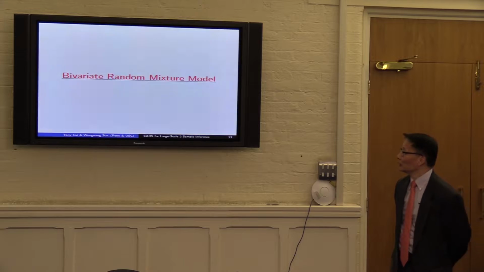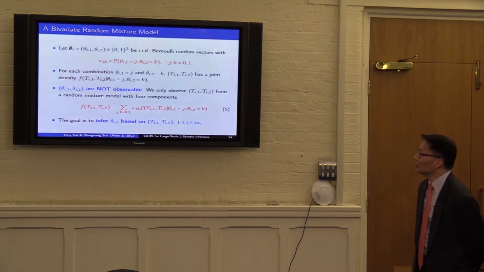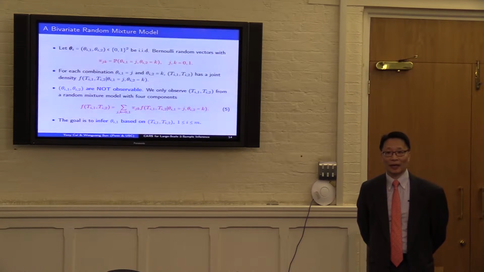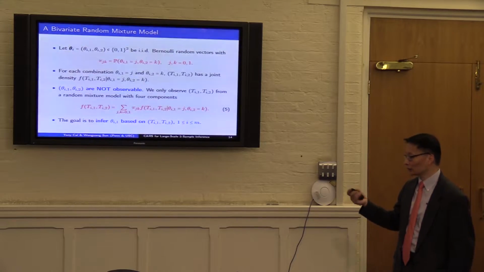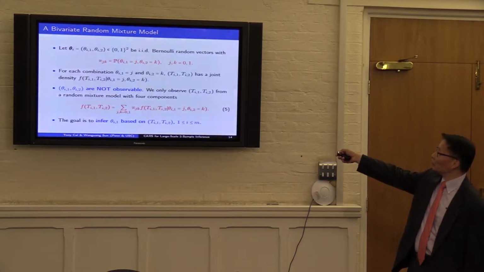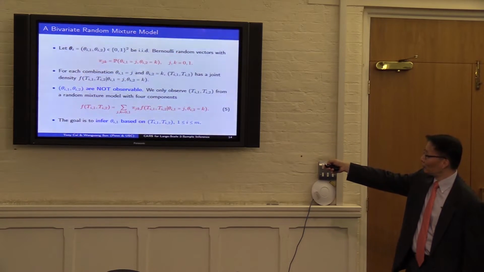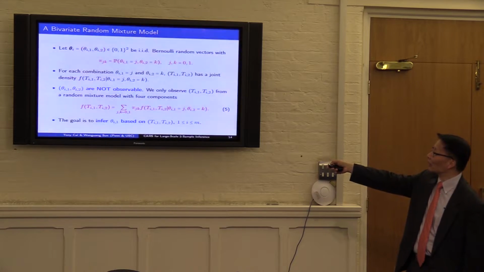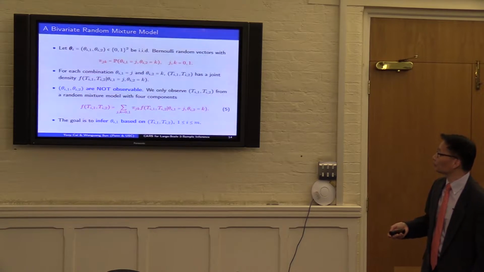So we are going to introduce a bivariate random mixture model. So we have theta i1 and theta i2. Each one of them is a binary variable. So theta_i itself takes 4 possible values: (0,0), (0,1), (1,0), and (1,1). And we are going to assume IID Bernoulli variables. So pi_jk gives us the proportion of each of the combinations.